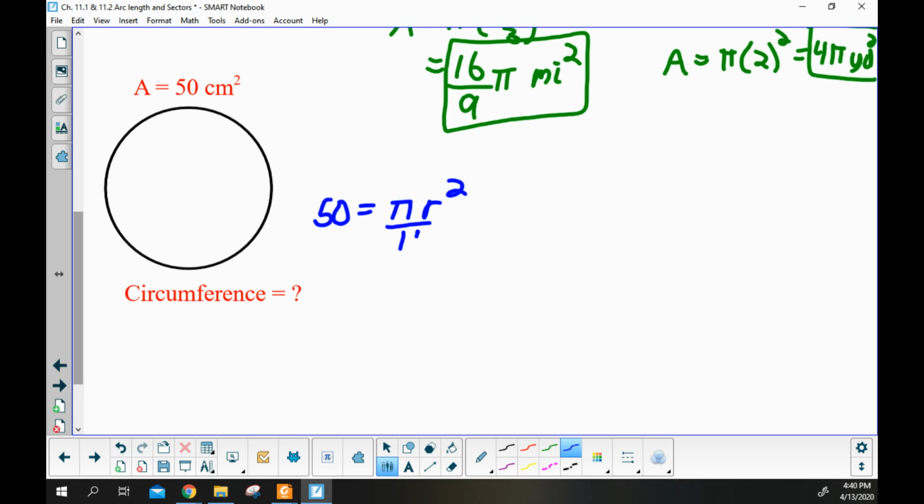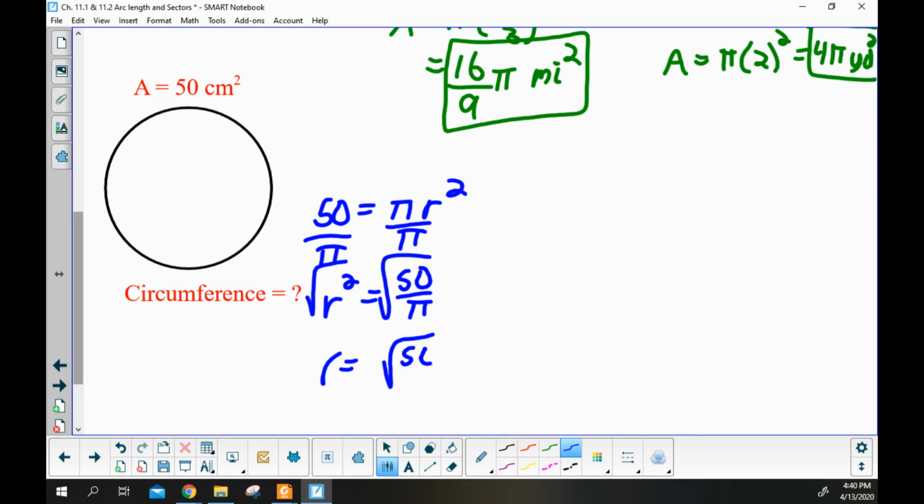So first thing we're going to do is divide by pi. So we get r squared equals 50 divided by pi. And we're going to take the square root of that. So r equals the square root of 50 over pi. And I'm going to leave it like that until I get my circumference, and then I will simplify it. I mean, if you want to, you can simplify it right now, and maybe we'll do that right now.